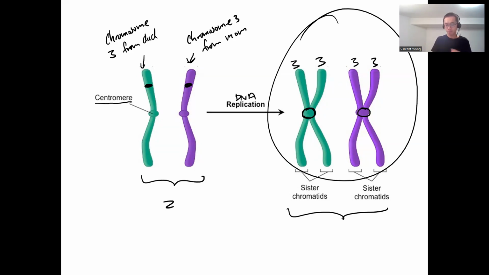But actually, the way that biologists decided to count them, if they are stuck together, it still counts as one. So this is two chromosomes, and this is also two chromosomes because they are stuck together. So one and two. It's only when you separate them, like in anaphase, that you count them individually. Do you understand?